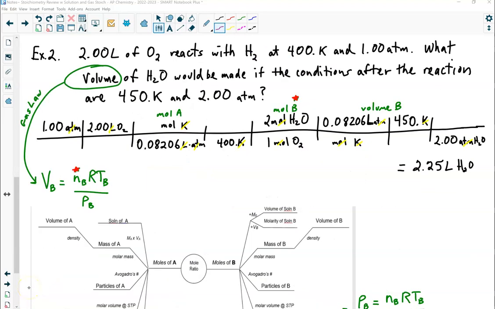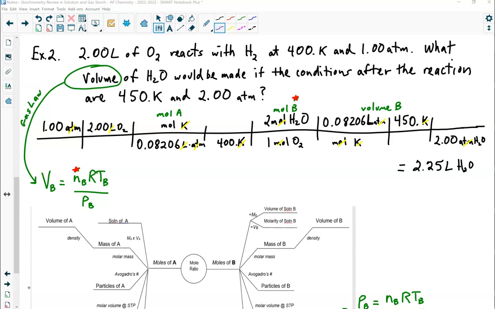So in example 1, we were calculating the mass of water vapor, but sometimes the thing that you're trying to calculate is also a gas. And so it turns out you can use the ideal gas equation on the other end, on the B end, on the what-you-want-to-calculate end of the stoichiometry. Usually what you're calculating is the volume or the pressure of the second gas. So let's look at the setup for example number 2.